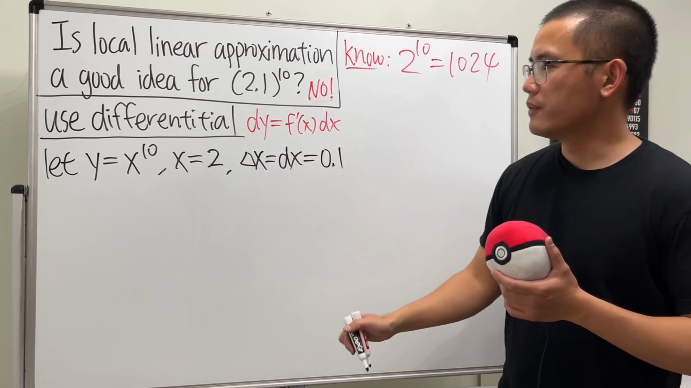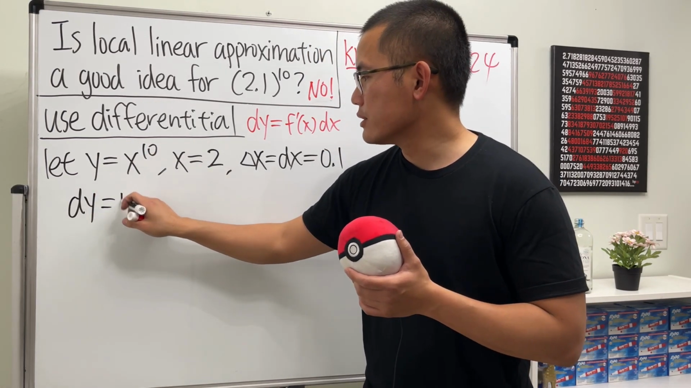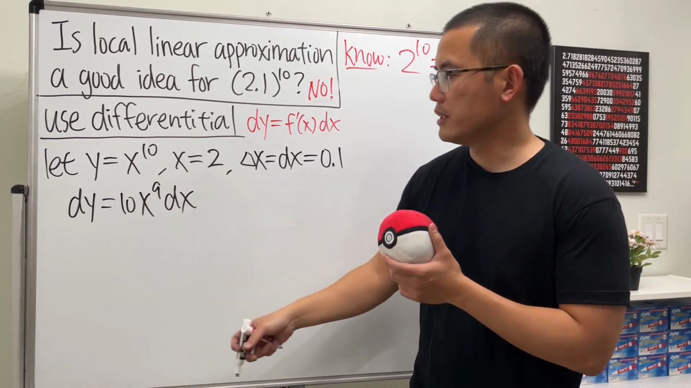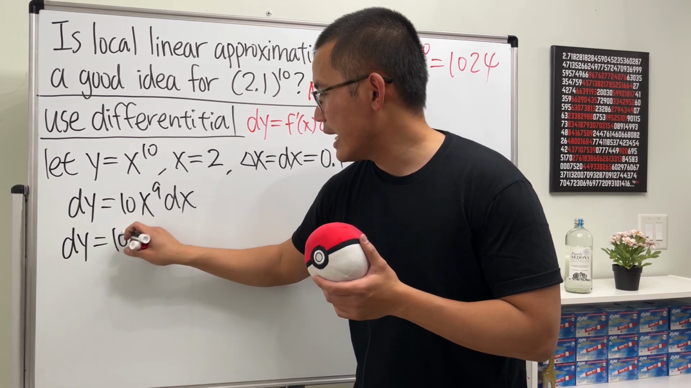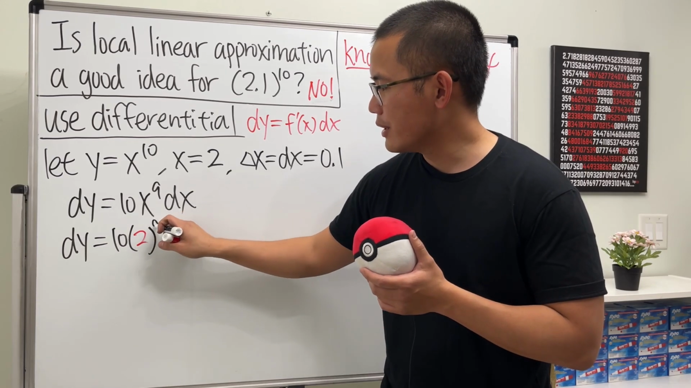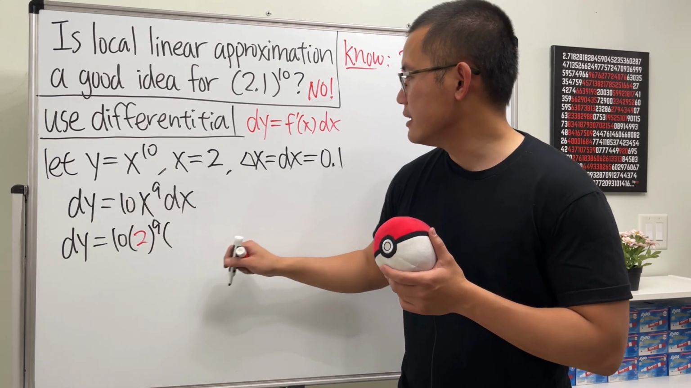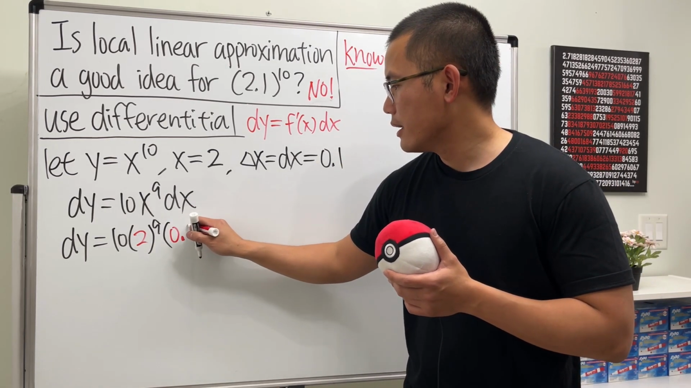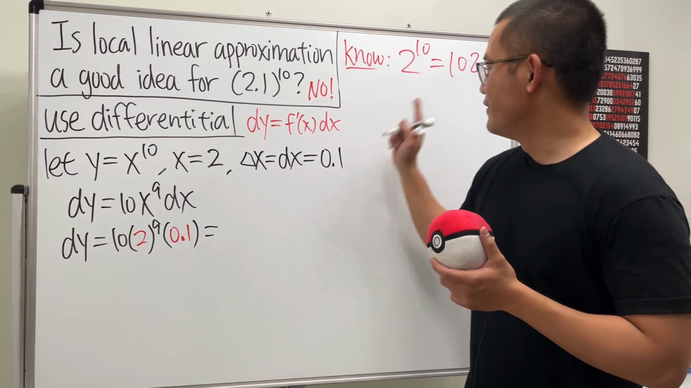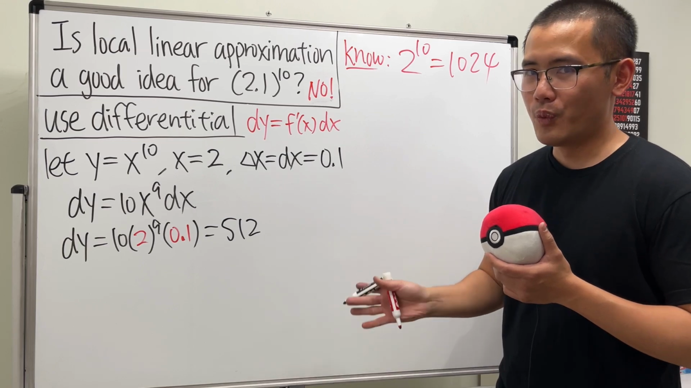So that's the ingredient that we need. Okay, let's compute this first. We need dy, and the derivative of that is just 10x to the 9th power, multiplied by dx. Plugging everything in, dy equals 10 times 2 raised to the 9th power, and then dx is 0.1. 10 times 0.1 is just 1, and 2 to the 9th power, you can just divide that by 2, which is 512. So that is dy.